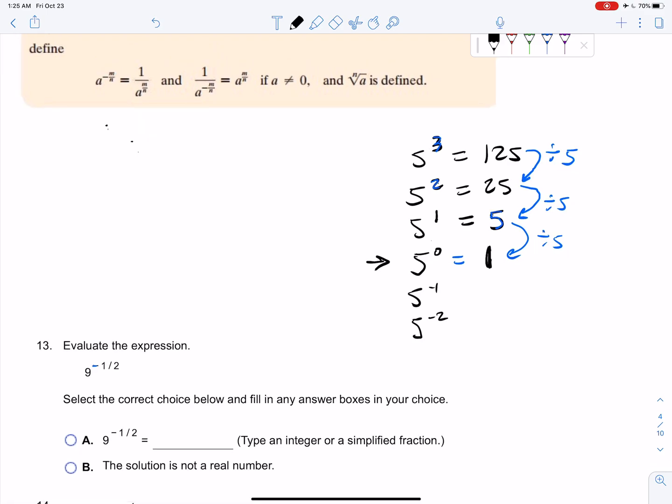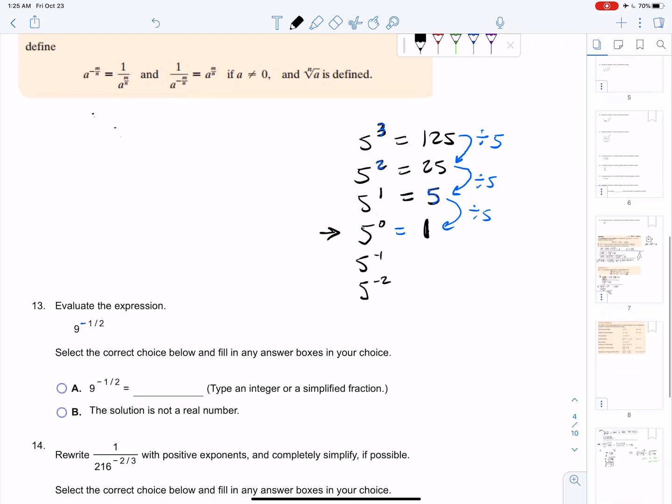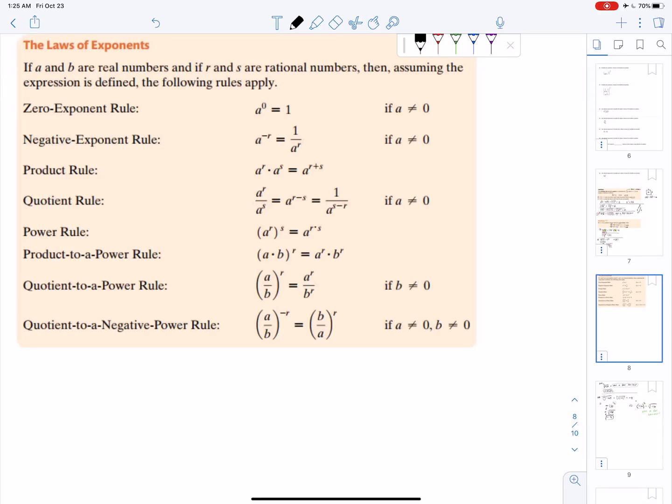In fact, we have that way down here called rules of exponents. Where was that? There it is right there. A to the 0 power is always going to give us a 1. Of course, a cannot equal 0. You can't have the base 0. You can't have 0 raised to the 0. But any other base a raised to the 0 power is going to be 1.